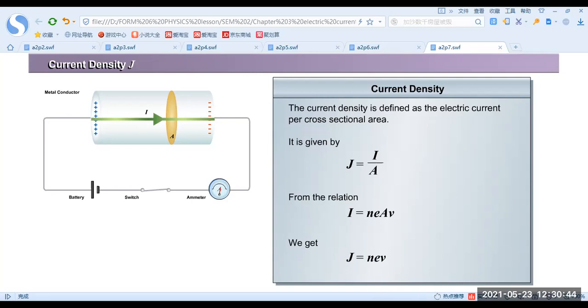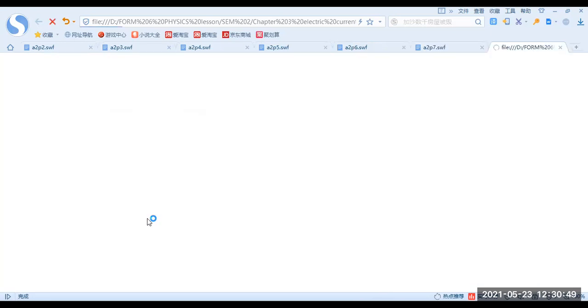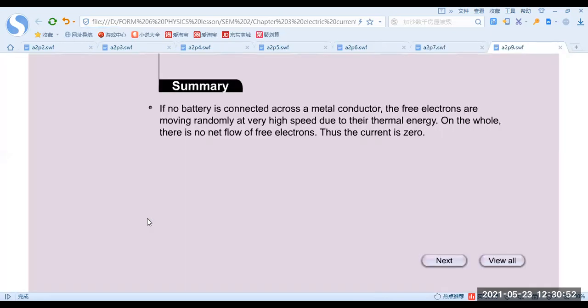Okay, now as a conclusion, we notice that if no battery is connected across a metal conductor, the free electrons are moving randomly at very high speed due to their thermal energy. On the whole, there is no net flow of free electrons. Thus, the current is 0.